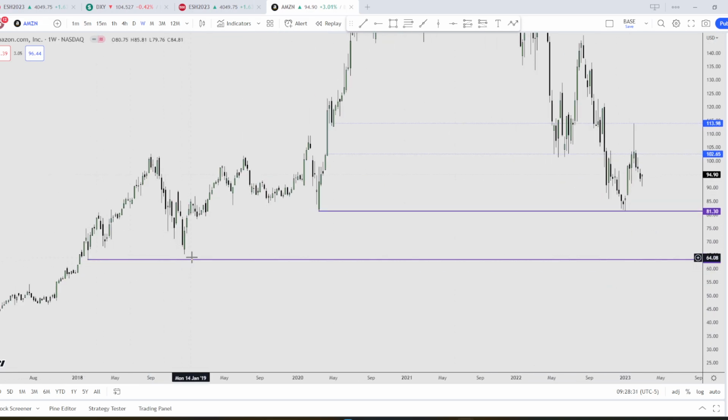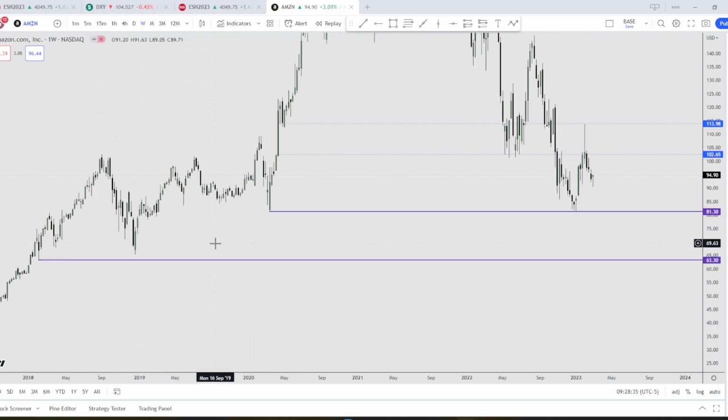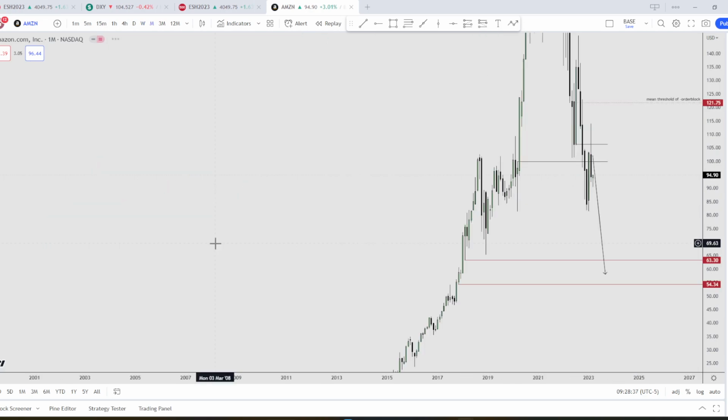Right below we have this relative equal lows. Not sure if it's going to take this out, but highly likely, because on the monthly chart we do have the same level here as well, and this is an unfilled BC right here.